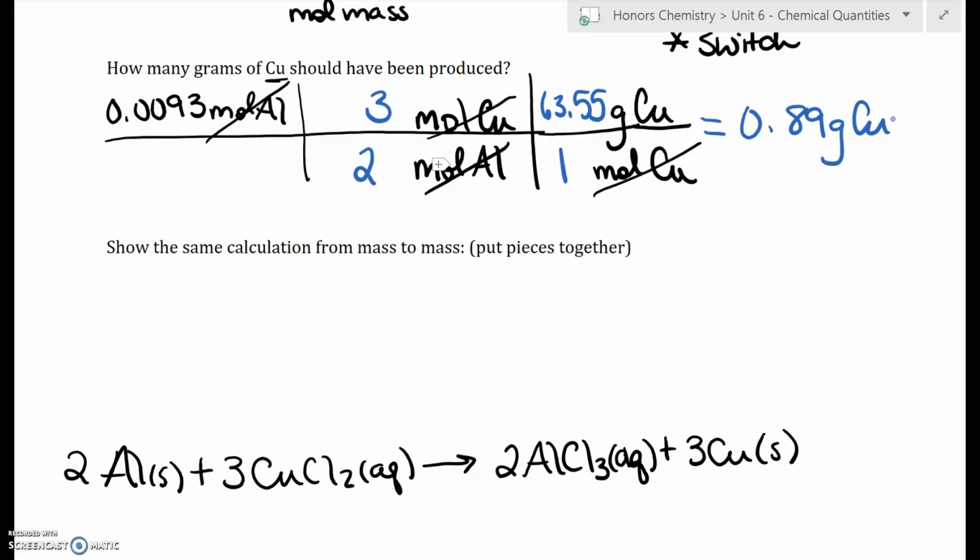Okay? So the last piece I want to show you is a mass-to-mass question. So most of our questions are mass-to-mass problems because we're going from grams of one thing to the other. So I would like us to do that together.